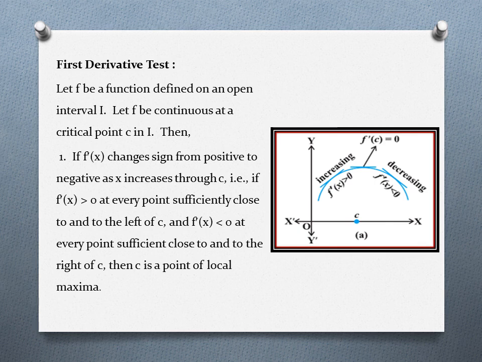So what is the condition for the first derivative test of local maximum? F dash of x changes from positive to negative.